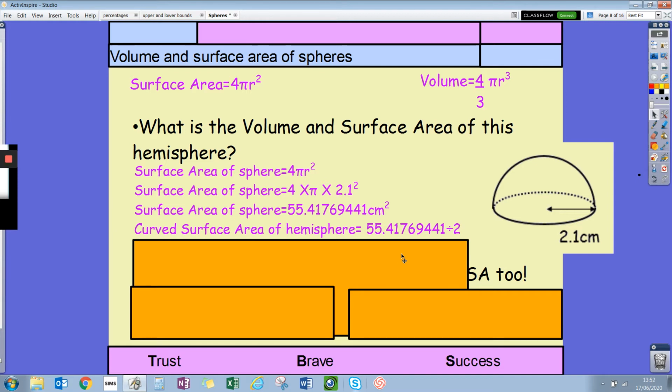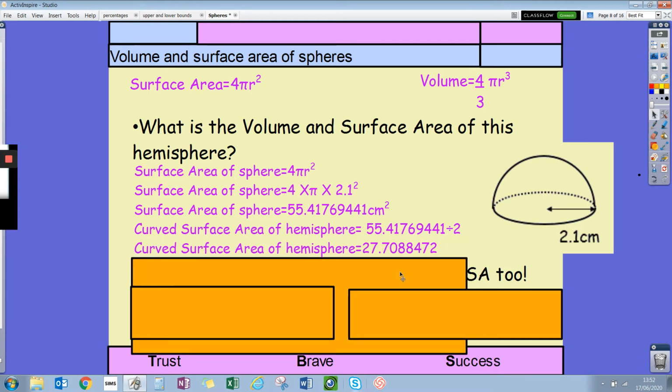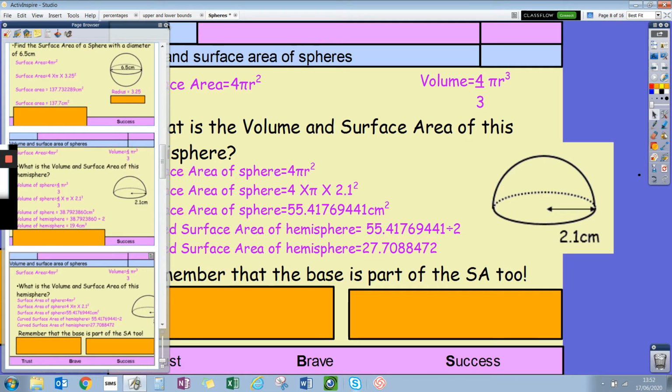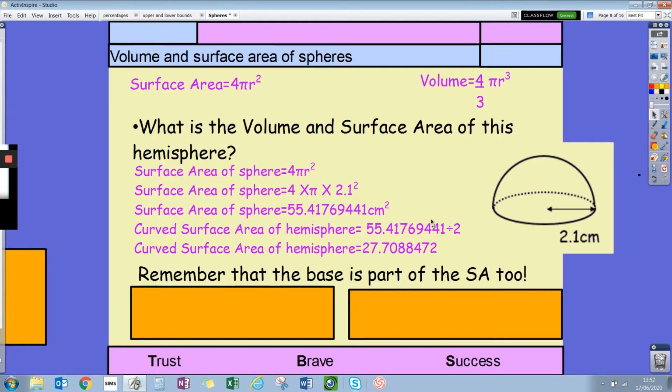And the curved surface area of the hemisphere is therefore going to be half of that. So it's going to be that divided by 2, which is 27.7088472. That gives us the curved surface area.